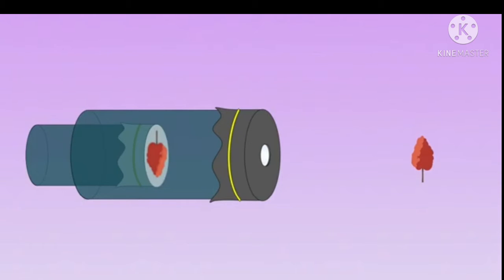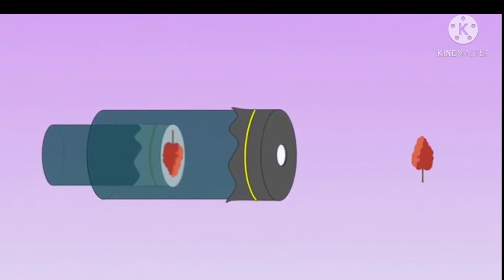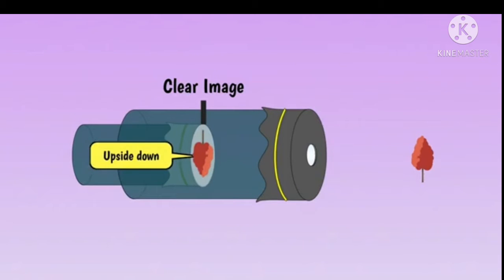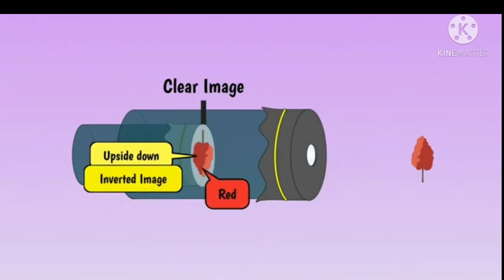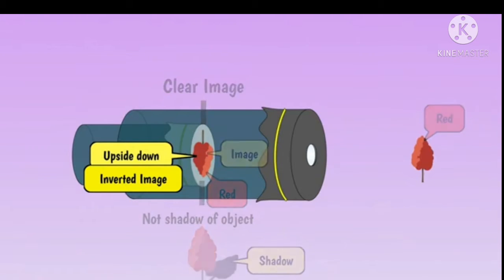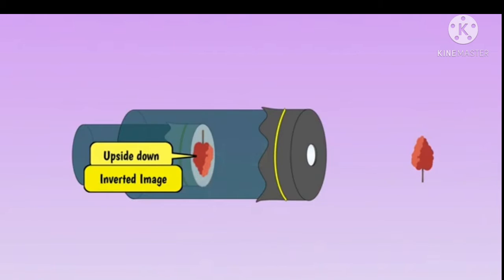The pinhole camera is an optical instrument that forms an image of an object on a screen. The working principle of the pinhole camera is based on the rectilinear propagation of light. Light travels in straight lines. This property of light is called rectilinear propagation of light. The pinhole camera was used in ancient times to view eclipses without causing any damage to the eye.